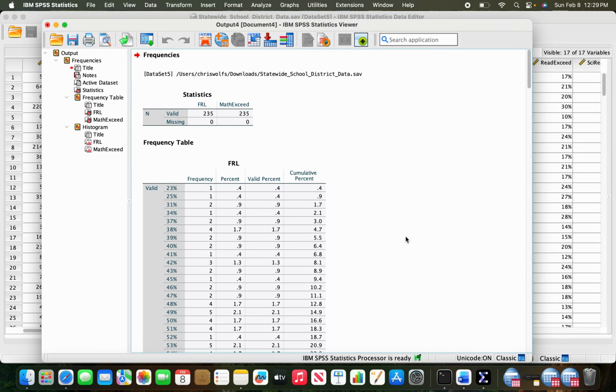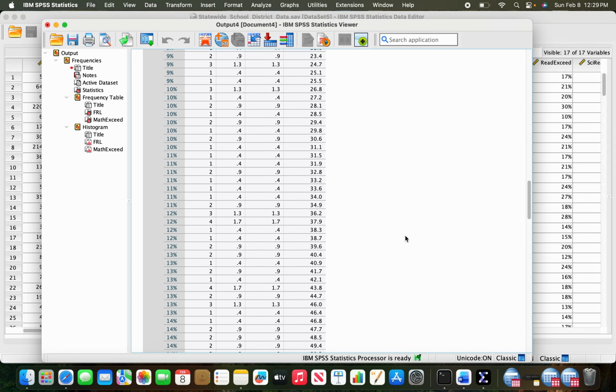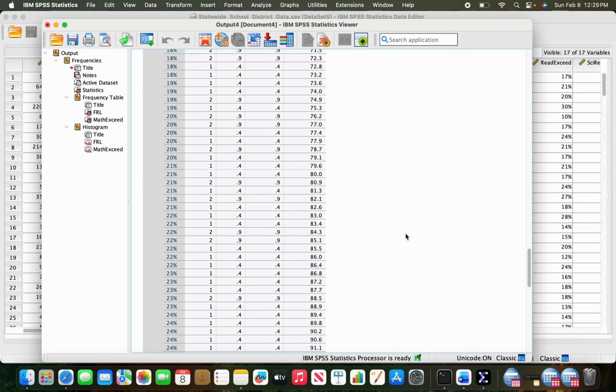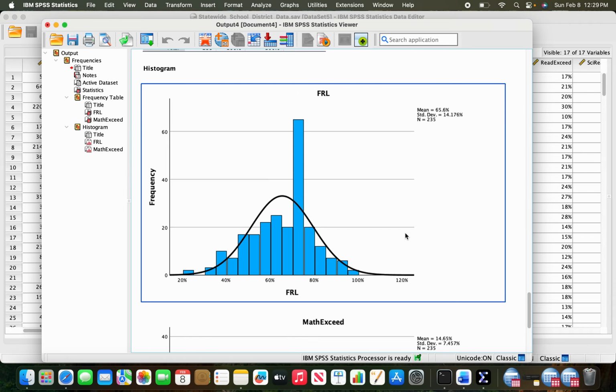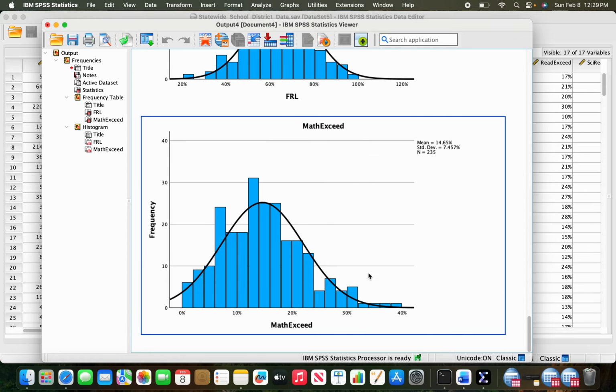So I realized I should have turned off the frequency table. But anyway, looking at the free reduced lunch, it looks reasonably normal. And looking at the math exceed variable, it looks pretty normal as well.